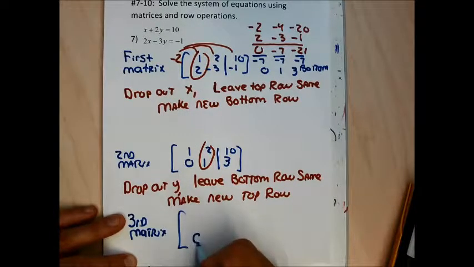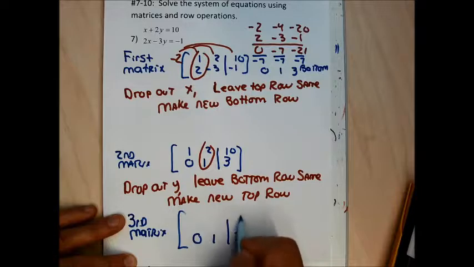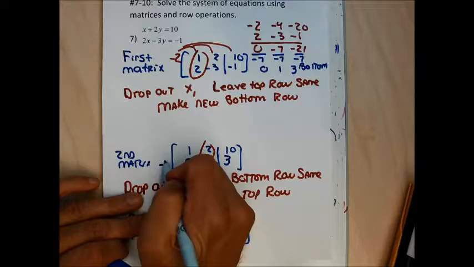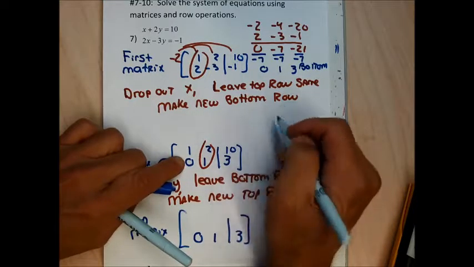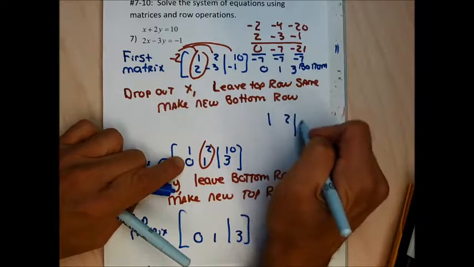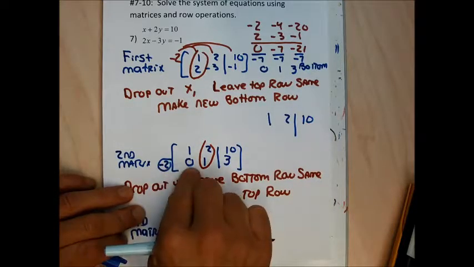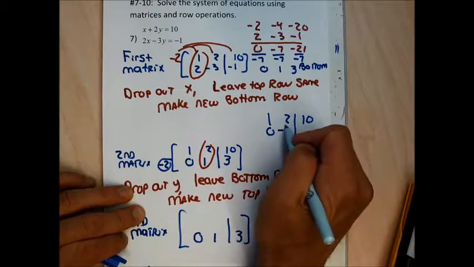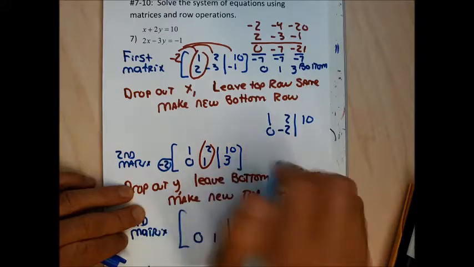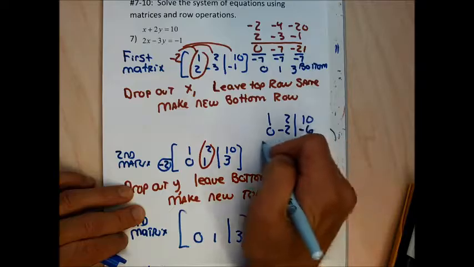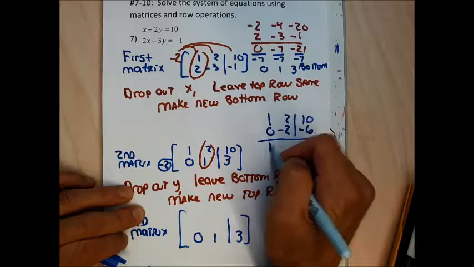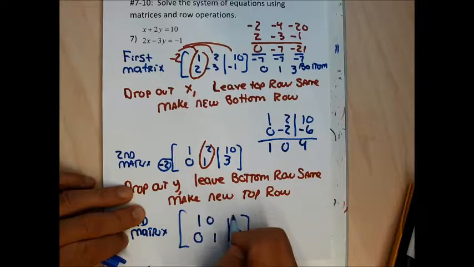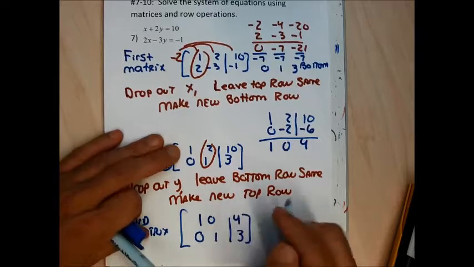So my last matrix, or my third matrix, the bottom row is going to stay the same. The bottom row is 0, 1, and 3. I'm going to leave it the same. And for the top row, I'm going to eliminate the y's. I'm going to multiply this bottom one by negative 2. I'm going to leave the top one 1, 2, and 10. And for the bottom, I'll go negative 2 times 0 is 0. Negative 2 times 1 is negative 2. Negative 2 times 3 is negative 6. Combine and get 1, 0, and 4 for my new top row. The numbers in the right-hand column are my answers.